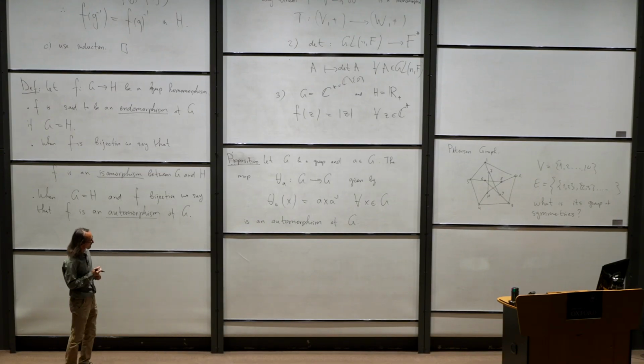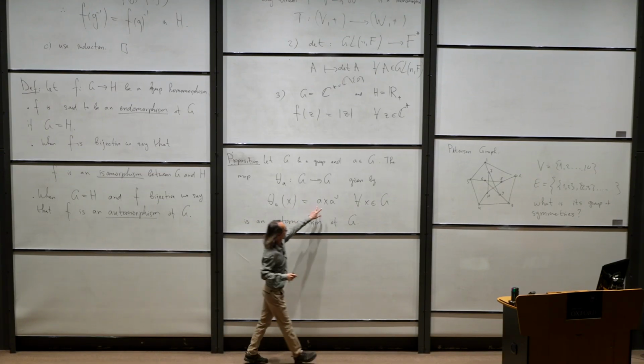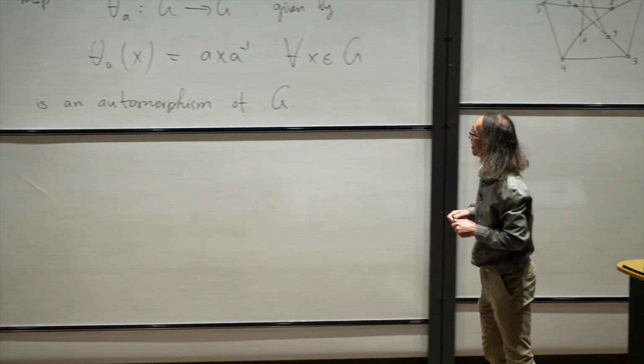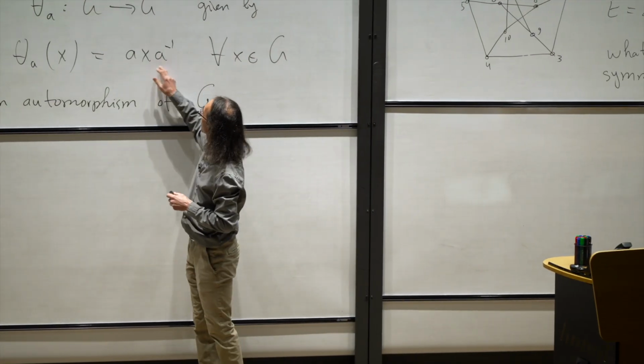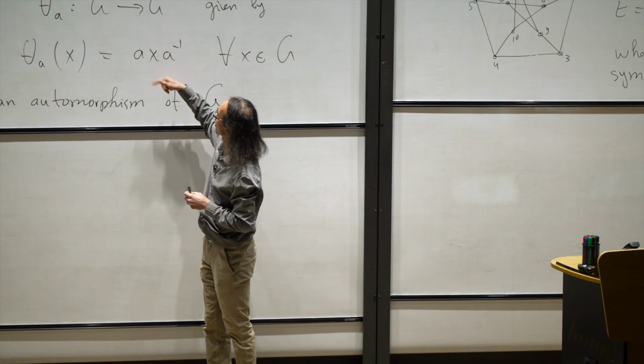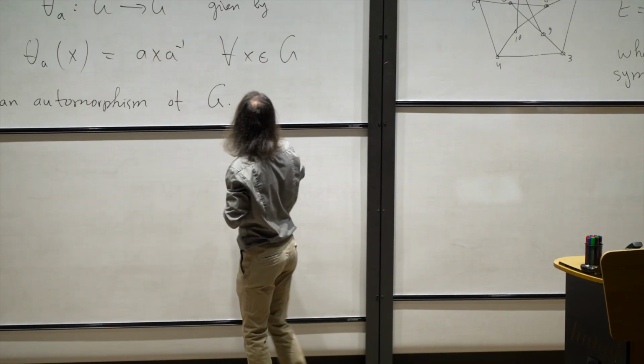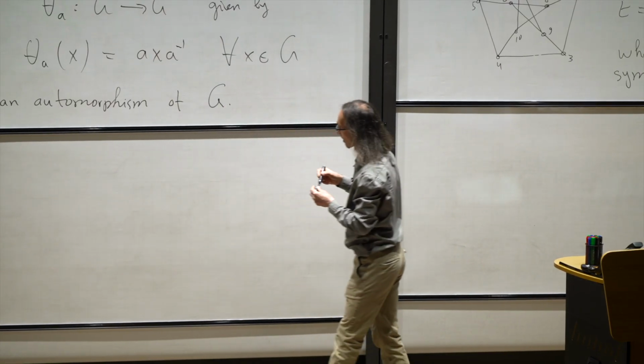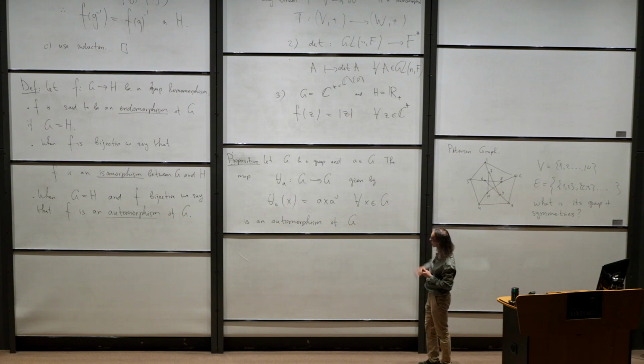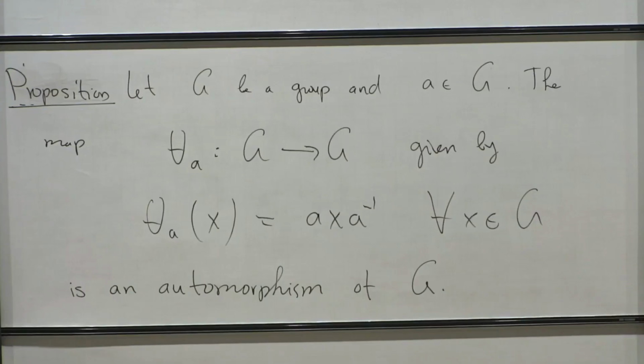Remember, two elements were called conjugate if they're related by this rule. So this map is called the conjugation map, and the proposition says a conjugation map is an automorphism of the group. We've already seen this map, but now I'm claiming that it satisfies the condition of being an automorphism. Okay, proof.